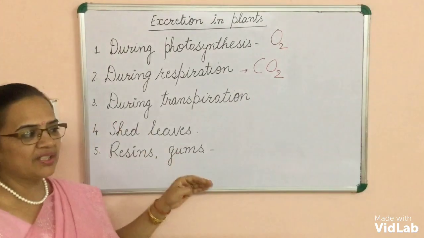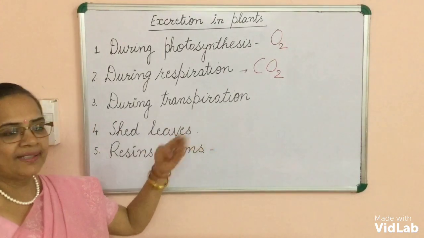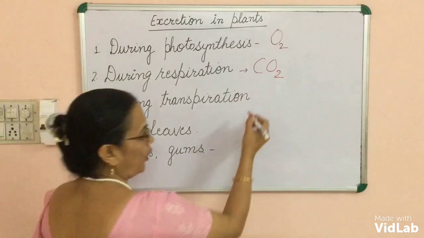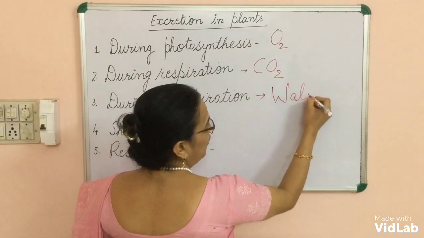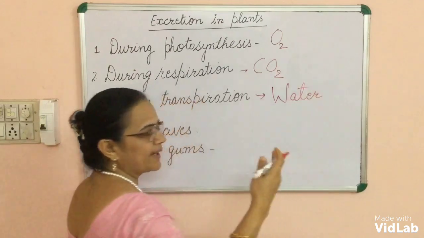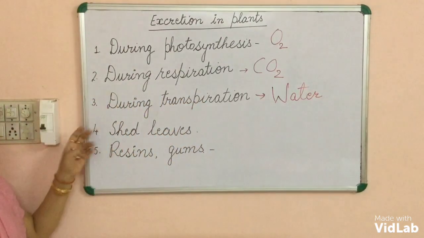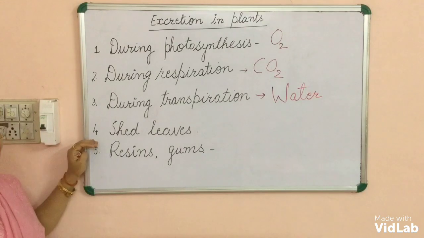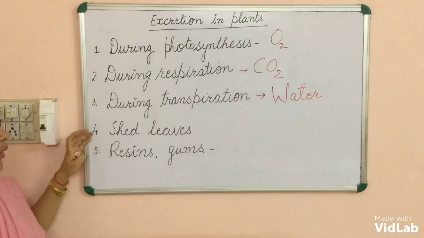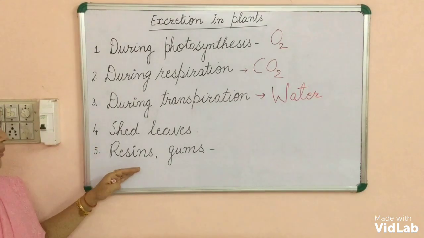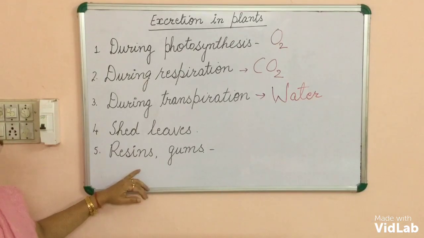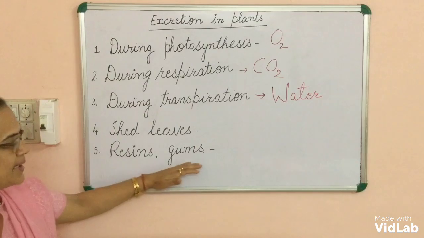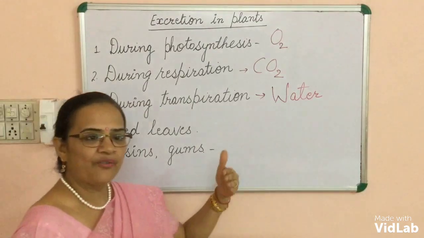During transpiration they excrete waste water, excess water. So during transpiration excess water is excreted from the plant. Plants also shed their leaves as a way of excretion. They give out resins and gums. These are sticky substances created by the plant. They give out these substances also as a way of excretion.